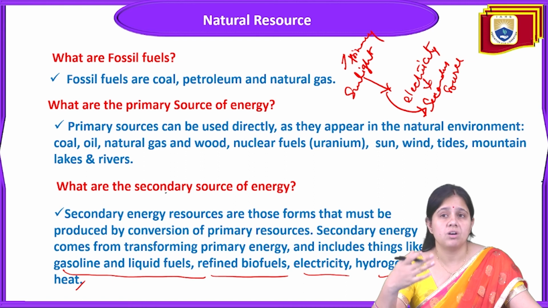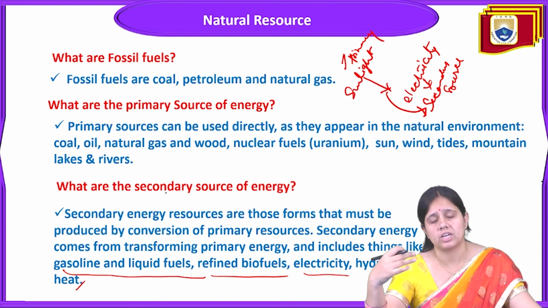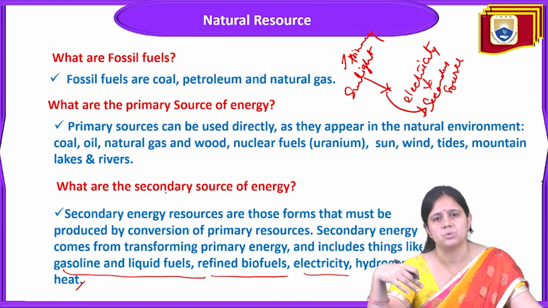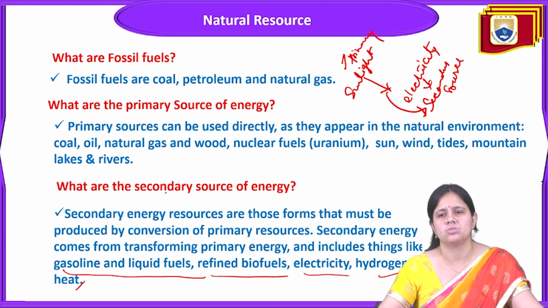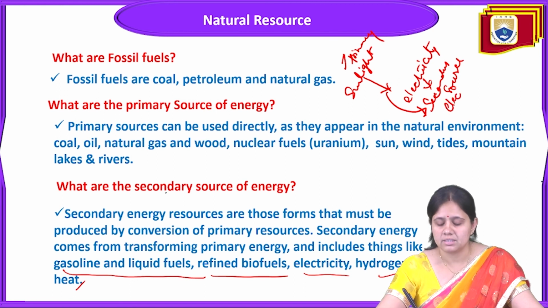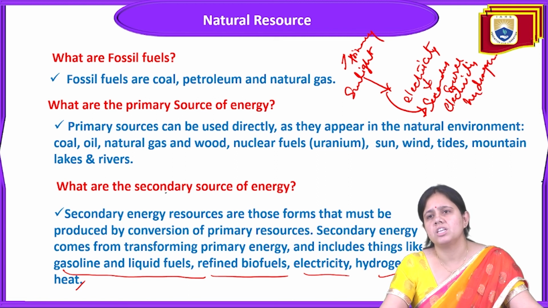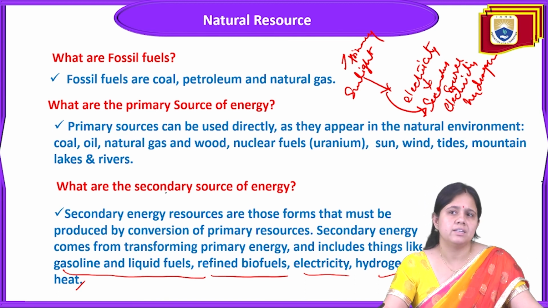And then, with the use of that primary source of energy, electricity is produced with the involvement of the primary source, and that is called a secondary source of energy. What comes from transforming primary energy is called a secondary source of energy. Examples of secondary sources of energy are the electricity that we are using, and hydrogen. All these are secondary sources of energy that we get by the transformation of a primary source of energy, meaning that we do not get them directly.